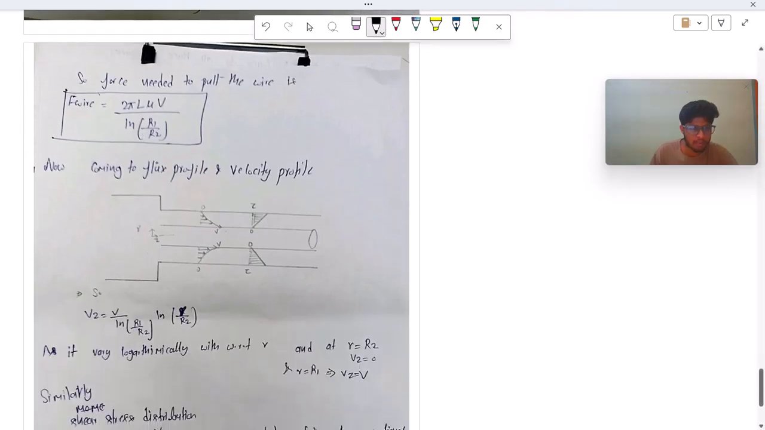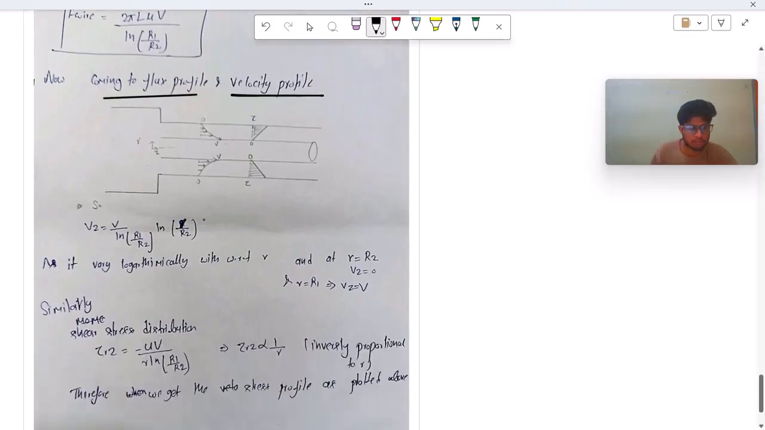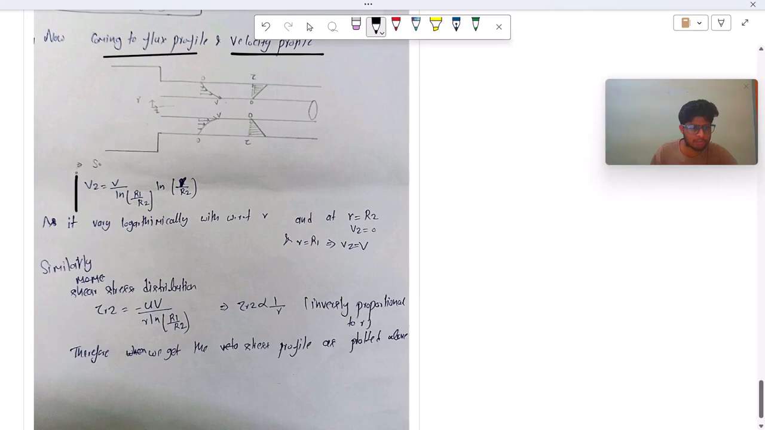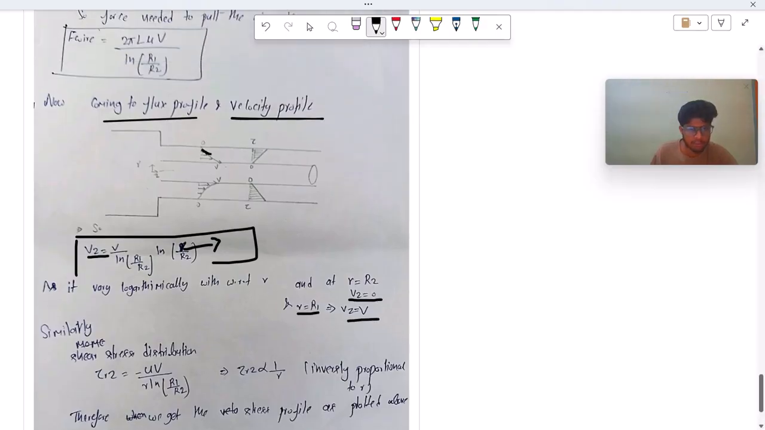And now coming to the last part of this question, the flux profile and velocity profile. As we have found the equation of the velocity profile, Vz equal to B upon ln R1 by R2 into ln r by r2. Here r is varying, so we can see that velocity varies logarithmically, and at r equal to r2 we have velocity 0, and at r equal to r1 we have velocity b. So we plot this and we get the velocity profile like this.